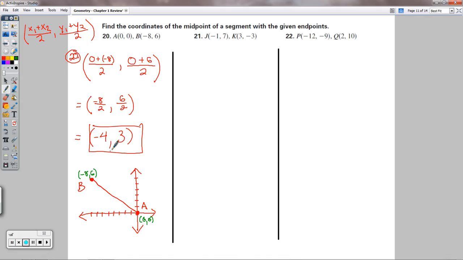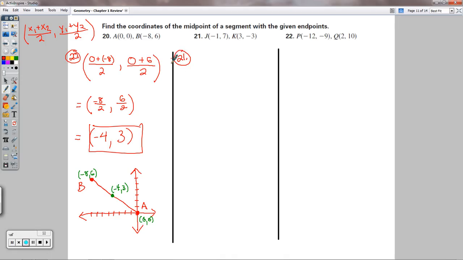Does it seem like this is the midpoint? If you went -4 and 3, does it lie on the segment and is it halfway in between A and B? Seems like we got it right on the money there. So -4, 3 looks like the midpoint. That was halfway between the x values, -8 and 0. -4 is halfway in between there. Halfway in between the y values as well, 6 and 0, 3 is halfway there. So this just helps you visualize what's going on. I won't draw the graph for these other two, but you could if you wanted to. If you prefer to do it that way and to think of it that way, go ahead and do that.